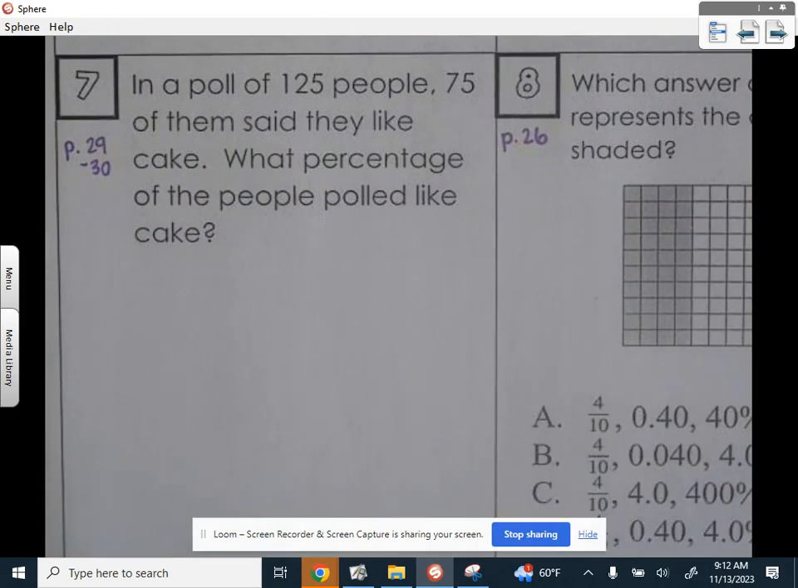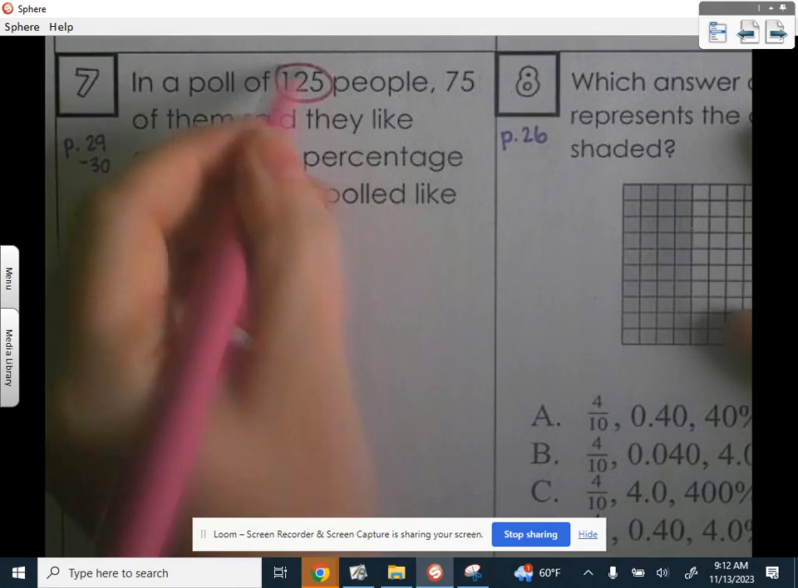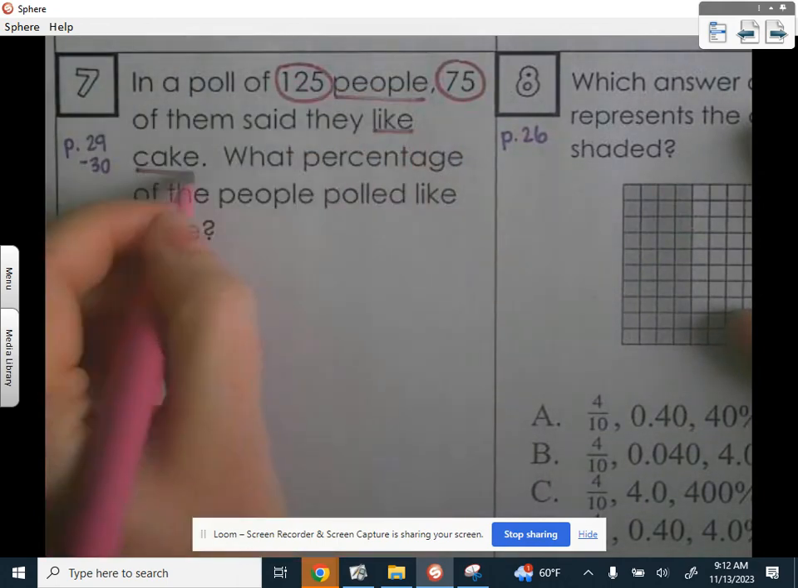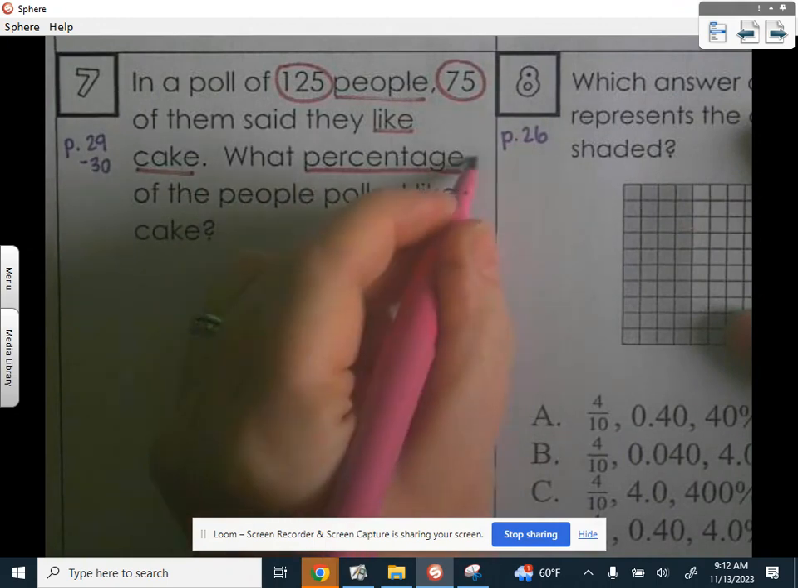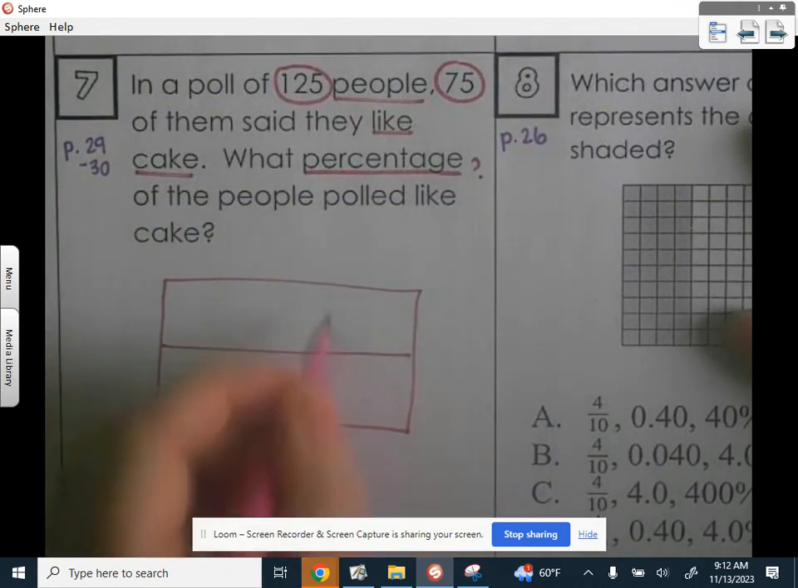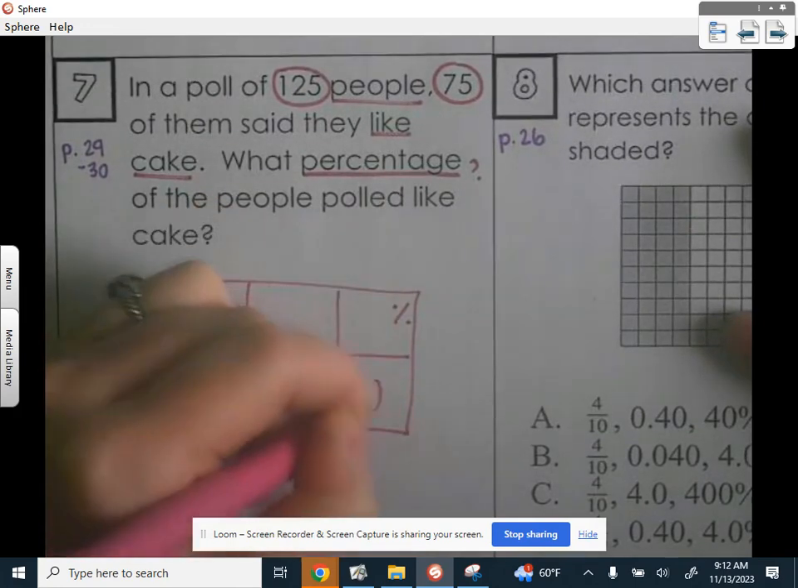Okay, we've got a couple more. In a poll of 125 people, 75 of them like cake. What percentage of the people polled like cake? Okay, so we know how many people there are, and we know how many of them said they like cake, and we're looking for the percent. So this is a percent box question. Again, these percent word problems are found on page 29 and page 30.